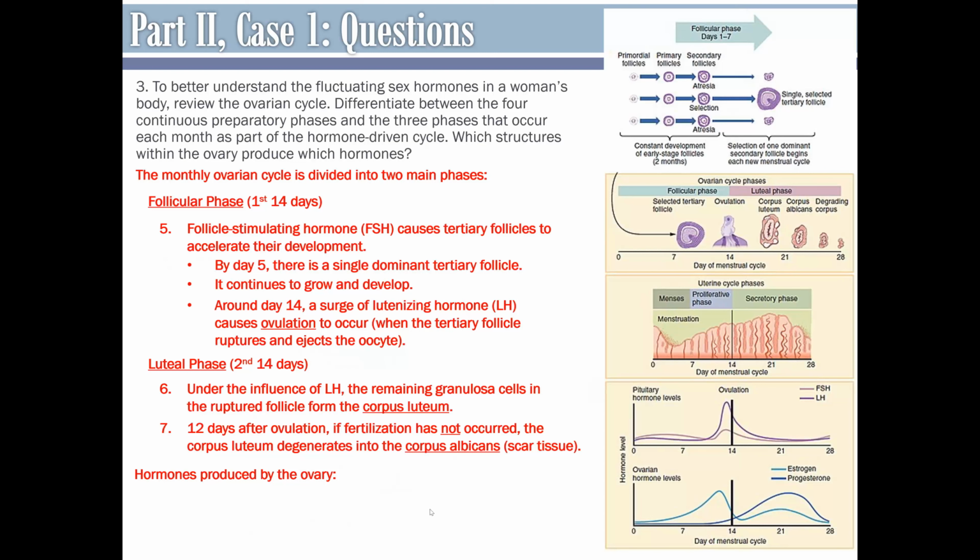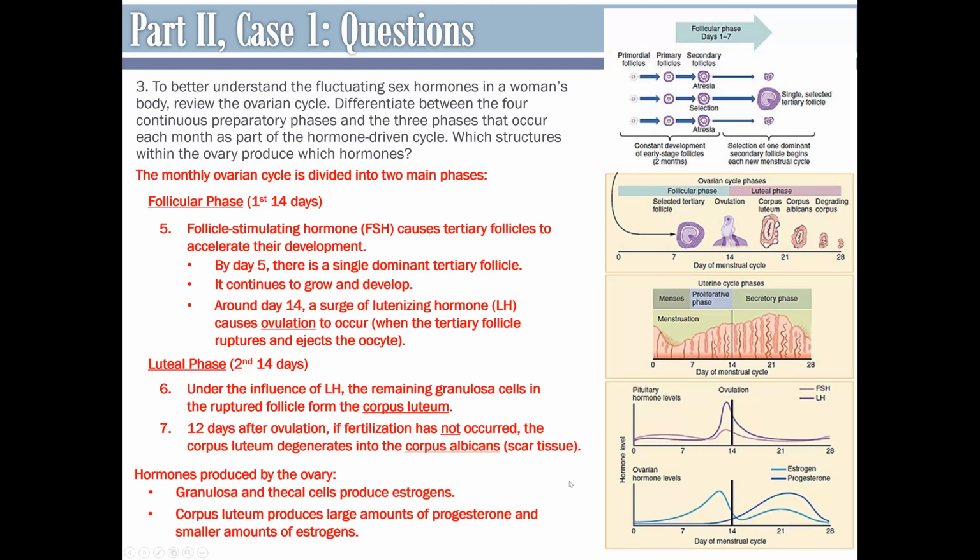So the hormones that are produced by the ovary: the granulosa and thecal cells produce estrogen, and this is responsible for the increase in estrogen that you have over the first 14 days, which is what is taking your uterus from menstruation when the levels were low to the proliferative phase when the estrogen levels were high. And then the corpus luteum produces large amounts of progesterone and smaller amounts of estrogen. So because the corpus luteum forms in the luteal phase, this is where you're going to have your progesterone high secretion, and that's going to drive the secretory phase of the uterine cycle.